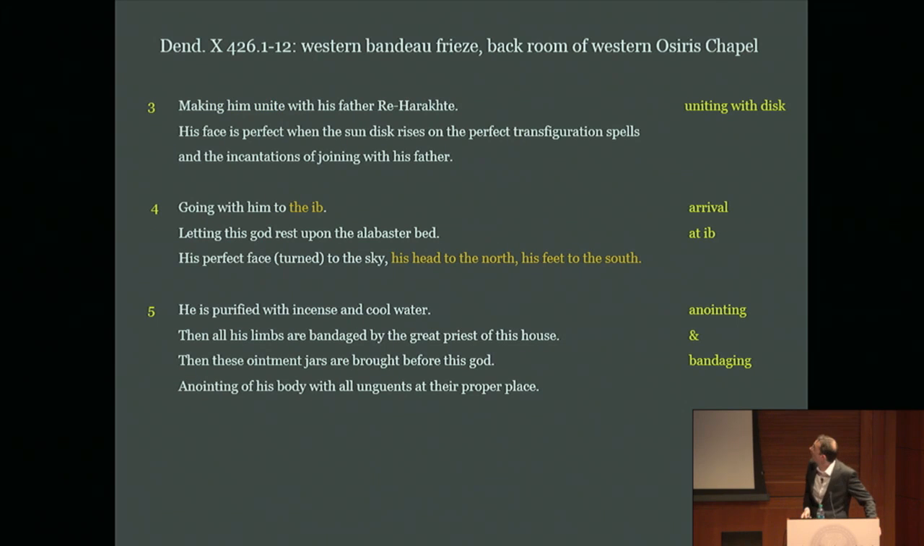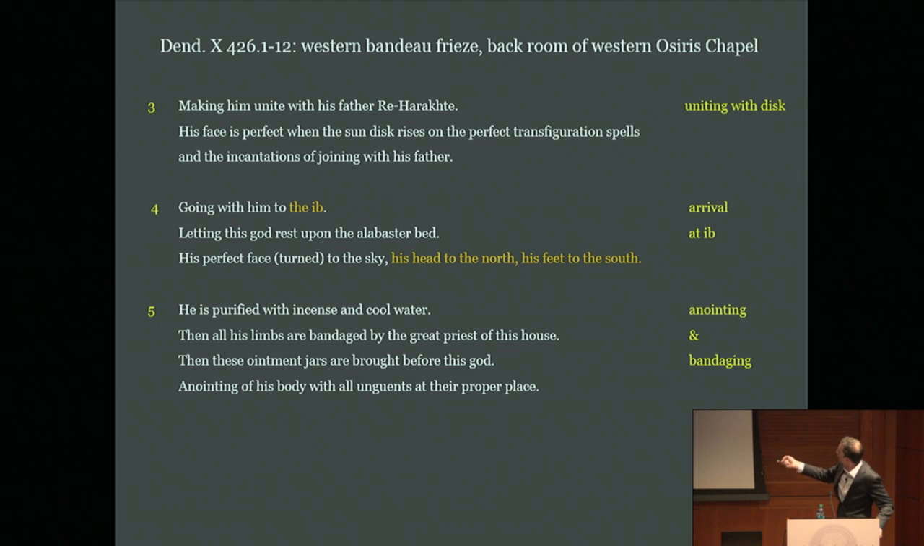The third episode is now making him unite with his father Rehorachte, that is the sun. Rehorachte is the sun god. And so his face is perfect, the mummy's face is perfect when the sun disk rises on the perfect transfiguration spells and the incantations of joining with his father. So priests are reciting these incantation spells in the early morning as the sun is rising and when the solar rays fall on the Osiris figurine. And through these solar rays, the Osiris figurine is of course enlivened. So that's what we call uniting with the disk. Not described in the Artemis papyrus, maybe in the middle piece.